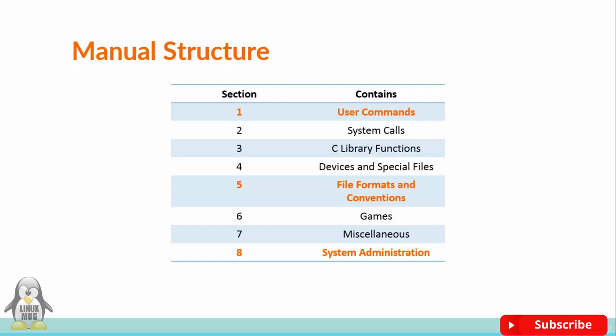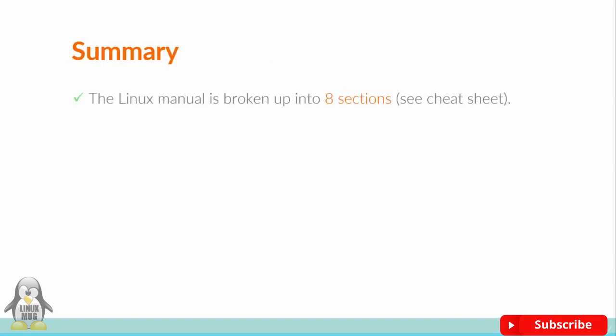So there we are. That's the structure for the manual. Let's take a quick summary of what we've seen here. We've seen the Linux manual is broken up into 8 sections, and more information about each of the sections is in the cheat sheet that you can find in the resources. But now that we've got an understanding of each of the sections and we see how the manual is structured, let's start actually using it.